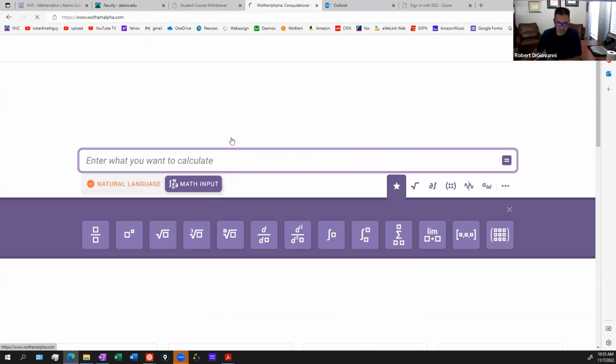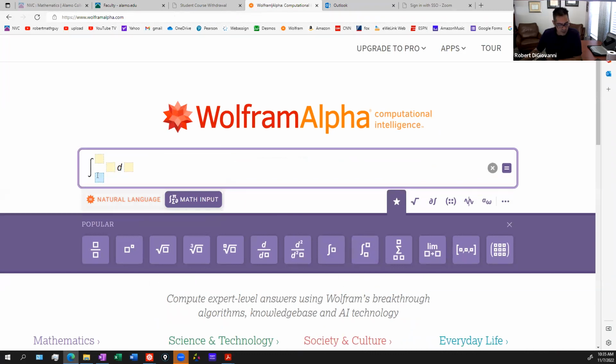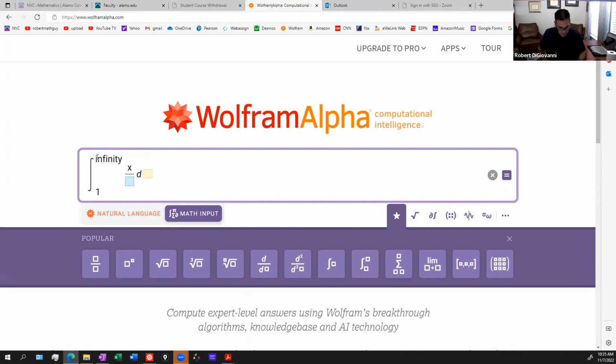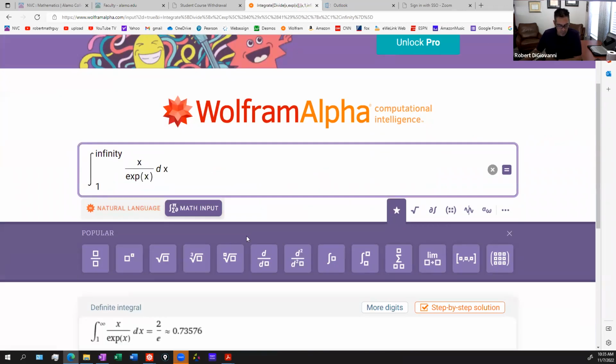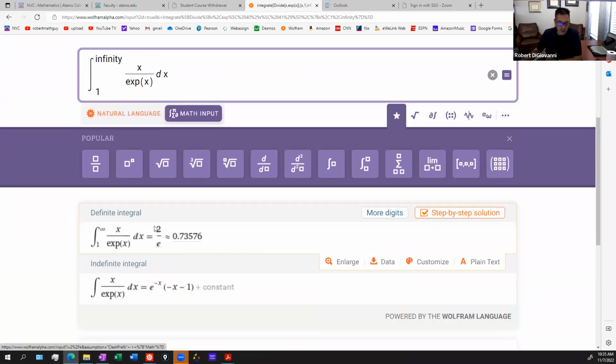There it is. Let's just go and check it out. So I do the integral from 1 to infinity of x over exponential x dx. 2 over e. So you get, it converges, right?